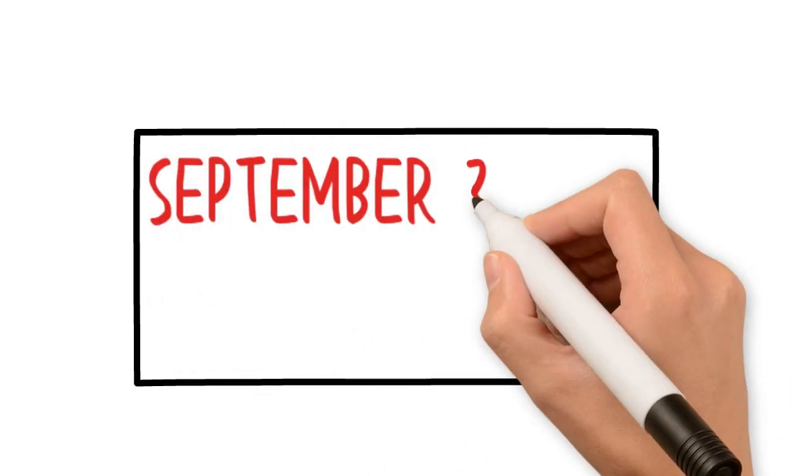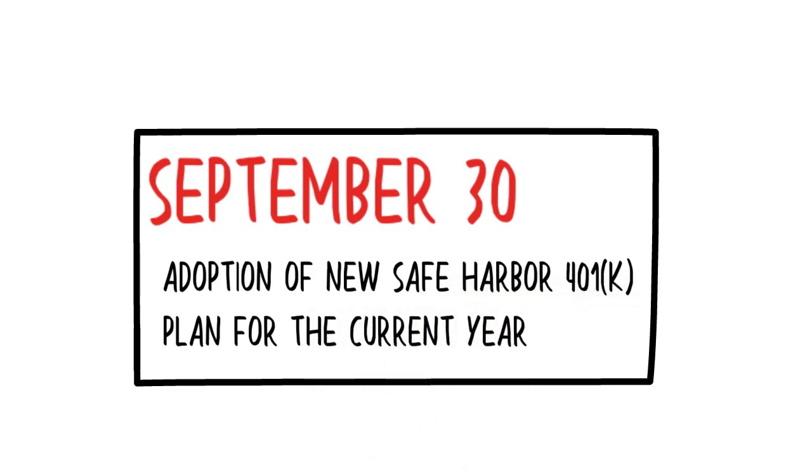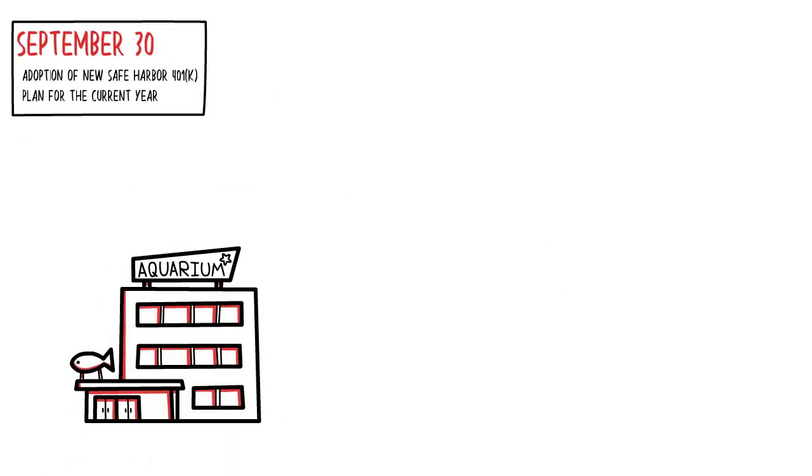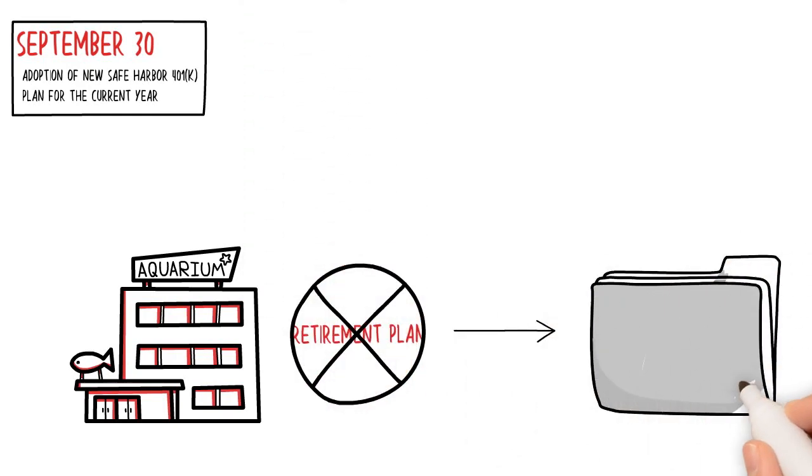September 30th. Adoption of a new Safe Harbor 401k plan for the current year. A company that does not have a retirement plan or that has a profit-sharing plan can establish a Safe Harbor 401k plan for the current year as long as it is in place and all plan documents and amendments are signed no later than September 30th.